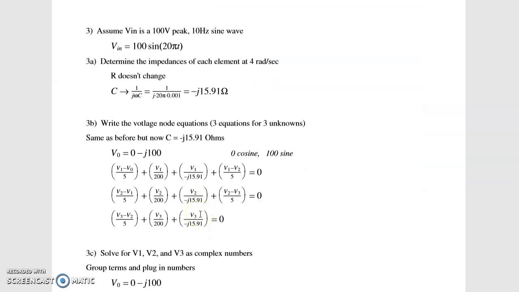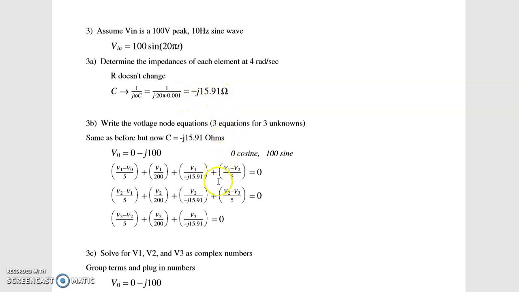For AC analysis, what you do is take the input and the frequency, and convert everything to phasors. The input is 100 sine 20 pi t. In phasor form, the real part means cosine, minus j means sine. So this is 0 minus j100. That's your input. The resistors don't change. Capacitor becomes 1 over j omega C. So the capacitor becomes minus j 15.9 ohms.